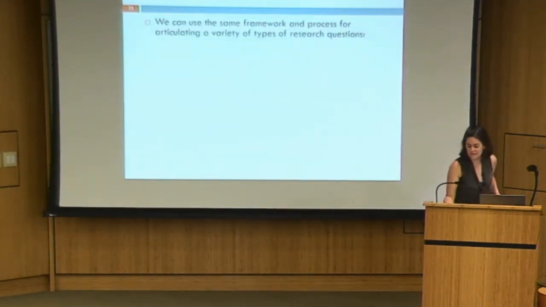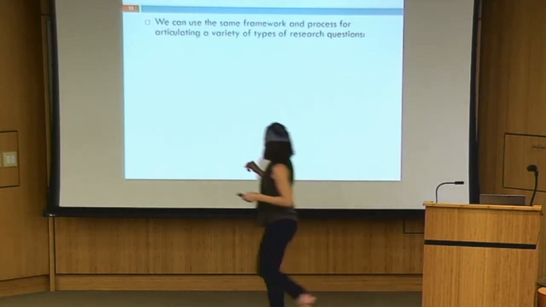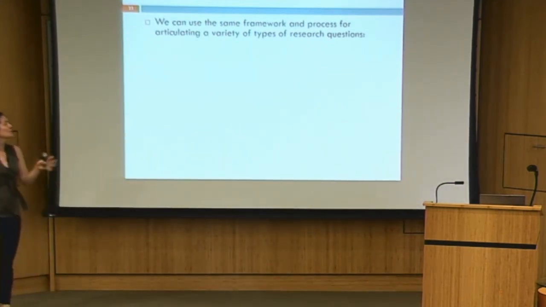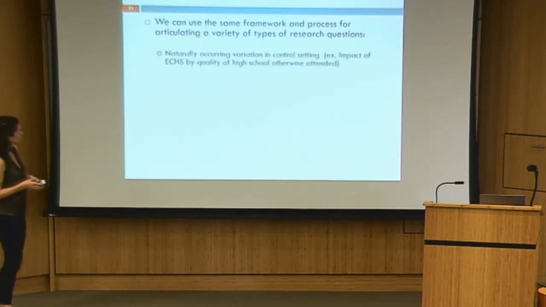And then I want to turn to the idea that we can use the same framework and process for articulating a variety of types of research questions. So far we've used the space of compliance to articulate this general process of setting up these principal strata, these subgroups that we care about, and then turning on some assumptions to simplify the number of groups or make statements about what treatment effects might be in certain of the cells. Right? But we can use this same framework and process for articulating a variety of types of research questions.